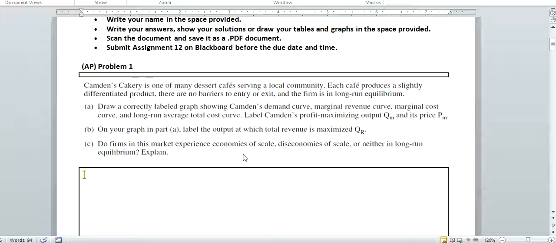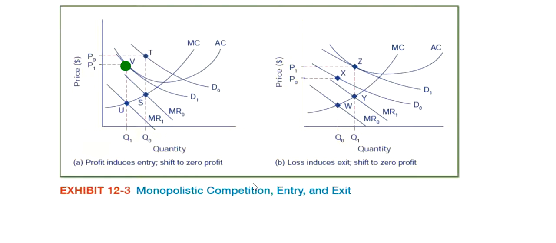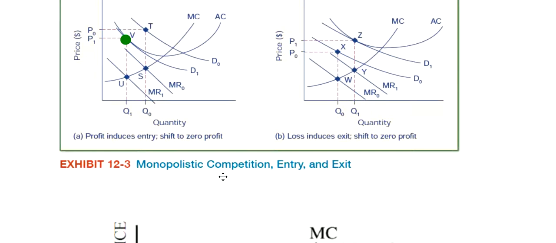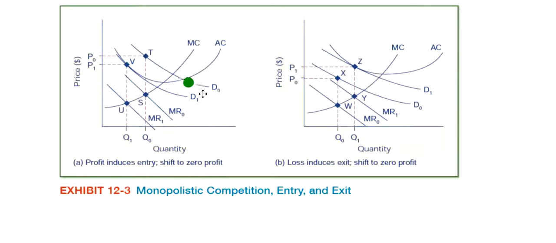Explain. Okay, so I'm going to give you some help with this. Hopefully by now, especially after reading your book, you should be able to draw this graph. And the best one, I think, to look at in your book, I've got right here. And that's this graph right here that's from your book. It's Exhibit 12.3. Let me find what I did with it. Here it is.